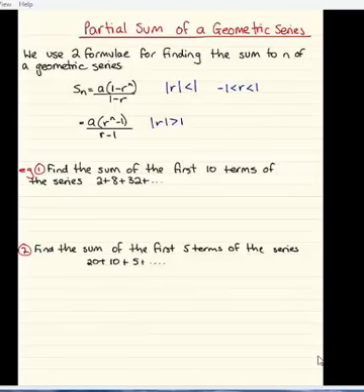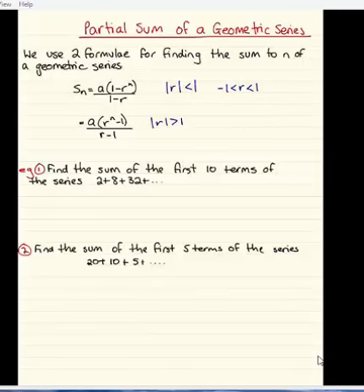Okay guys, so what we're going to start looking at today is the actual sum of a geometric series. Now we're doing a partial sum because we're doing it up to a particular value, so the 5th value or the 10th term or something like that. Later on we will look at which series we can add to infinity. But for the moment we just need the partial sum formula.